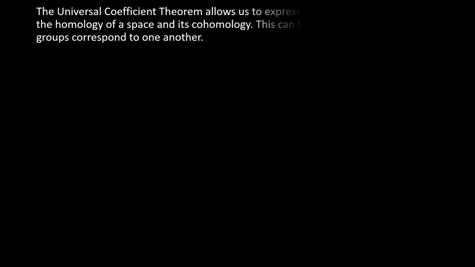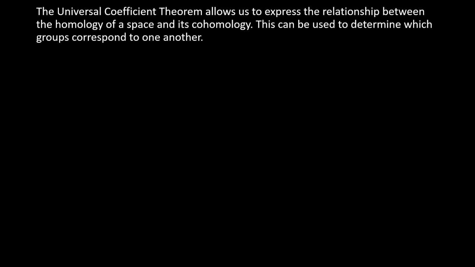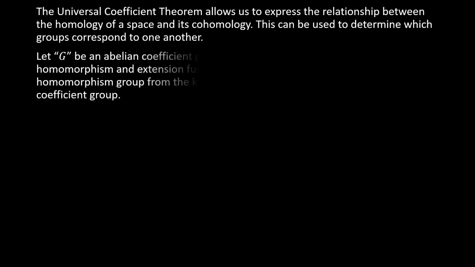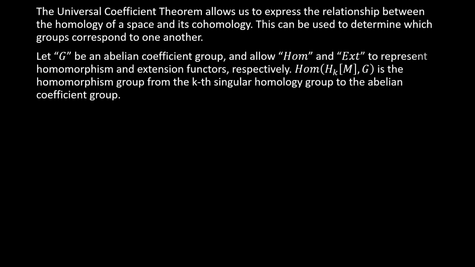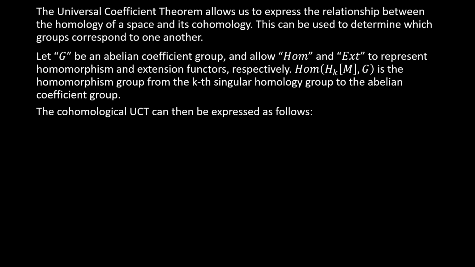The universal coefficient theorem allows us to express the relationship between the homology of a space and its cohomology. This can be used to determine which groups correspond to one another. Let G, for example, be an abelian coefficient group, meaning we're dealing with symmetries of commutativity, and allow Hom and Ext to represent homomorphism and extension functors, respectively. Hom of H sub k of M and G is the homomorphism group from the kth singular homology group to the abelian coefficient group. The cohomological universal coefficient theorem can then be expressed as follows.